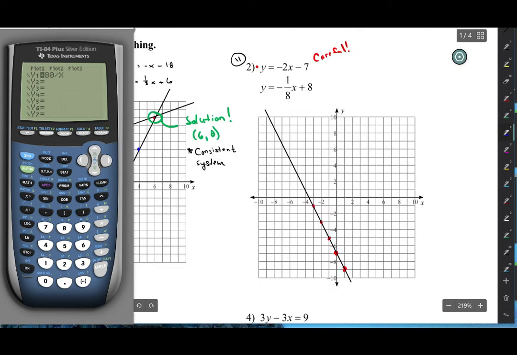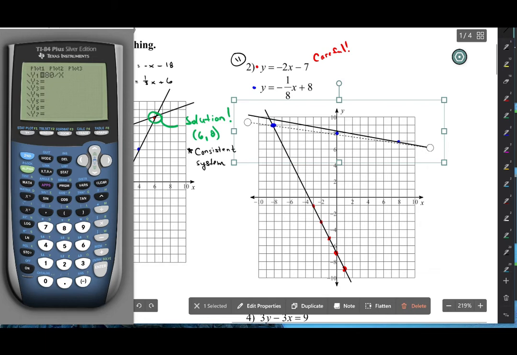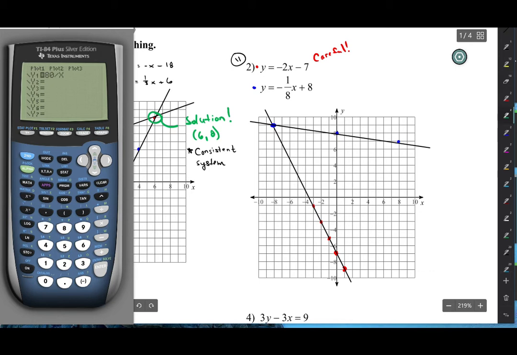Blue graph, it'll be up 8, down 1 over 8. 1, 2, 3, 4, 5, 6, 7, 8. Up 1 over 8. 1, 2, 3, 4, 5, 6, 7, 8. And yes, they do intersect there. I'm a little off on my first line, but that there is what it should look like. Okay? So this solution is at -8 and 9. Again, it has a solution, just one, so we call it consistent. So it's a consistent system.